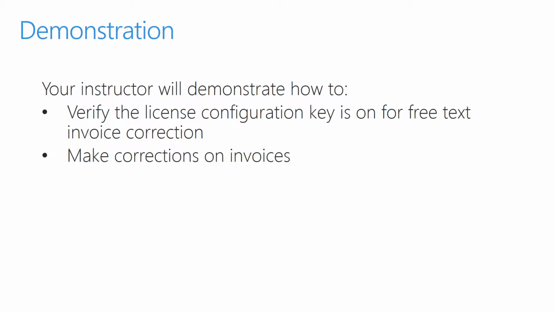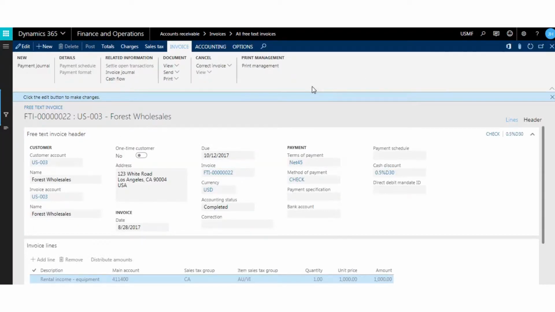In this demonstration, we'll first verify that the license configuration key is on for free text invoice correction, and then we'll make corrections on invoices. To show how this free text invoicing correction works, we're going to go back into the invoice that I'd created earlier. We can see our rental income equipment down here. Maybe the issue with this invoice was that the price was incorrect.